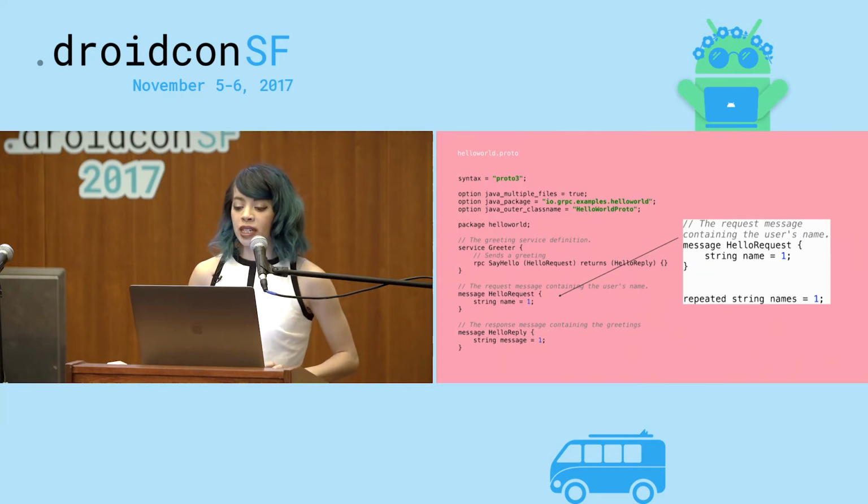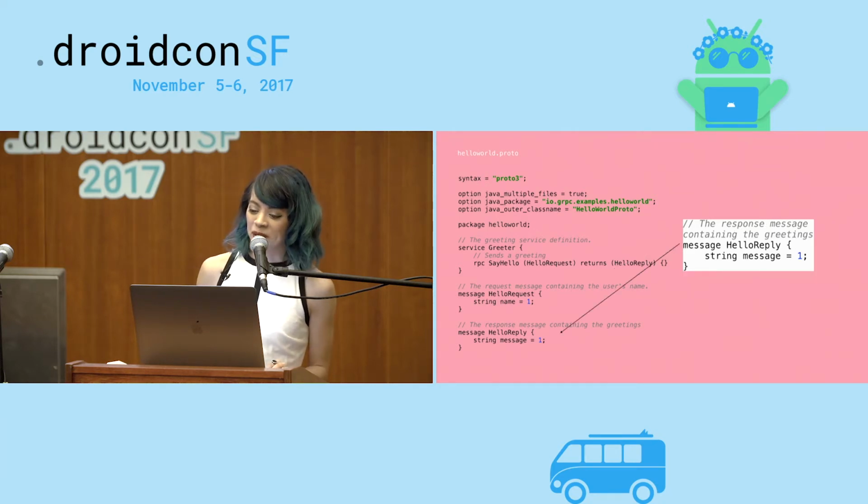So if we add the repeated keyword, the code that will be generated will be an array, or depending on what language you're using, whatever is the equivalent of an array. So in this case, we've added the repeated keyword, and now we've named it names instead, and this will let us attach an array to our protobuf.